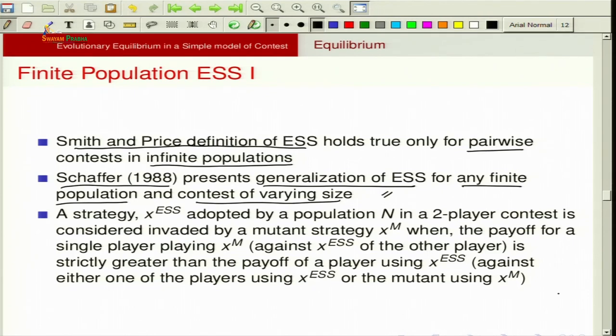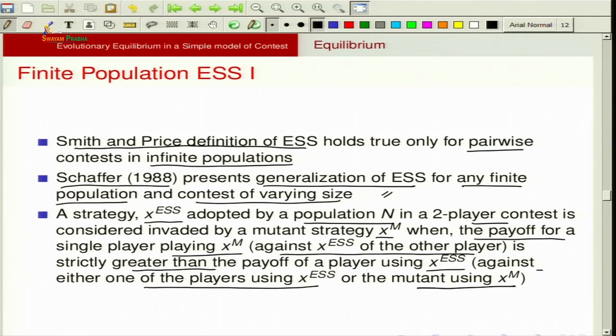Basically, as per the definition of Scheffer, a strategy X ESS adopted by a population N, for a pairwise contest, is considered invaded by a mutant strategy XM when the payoff for a single player playing XM, which is the mutant, against X ESS of the other player is strictly greater than the payoff of a player using X ESS, that is the original strategy in the population, against either one of the players with X ESS or mutant using mutant strategy XM.